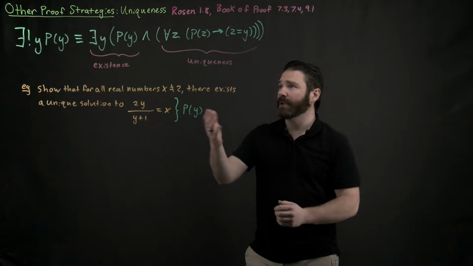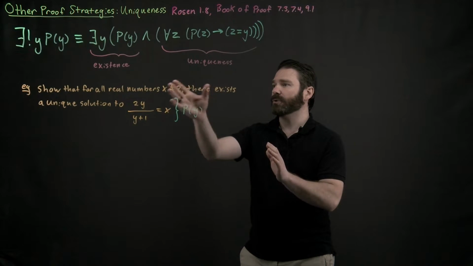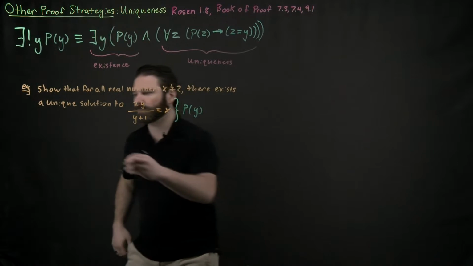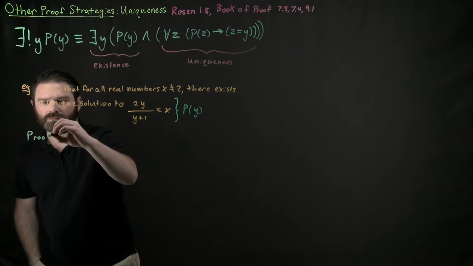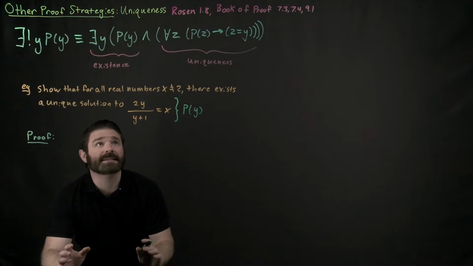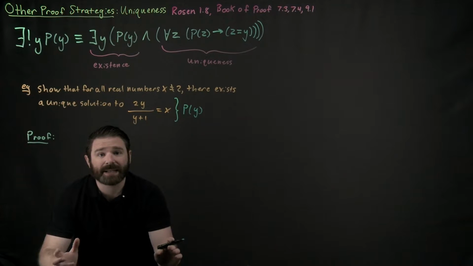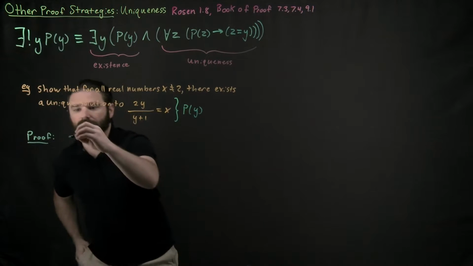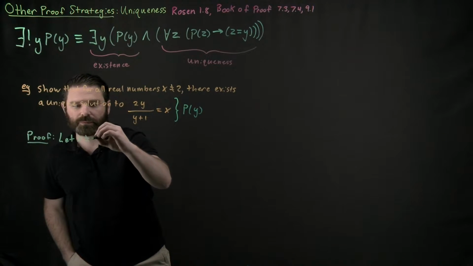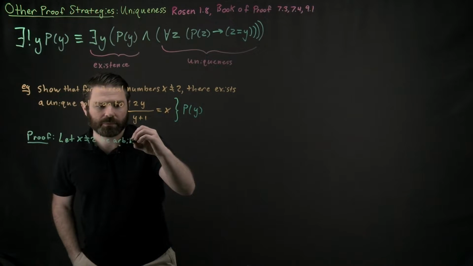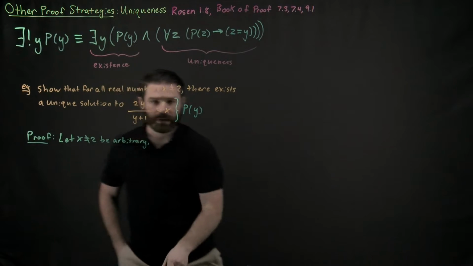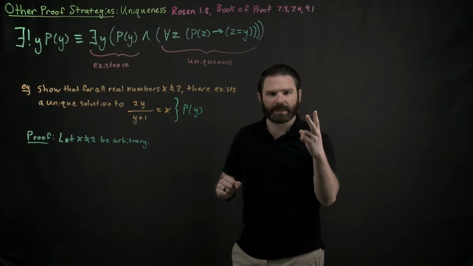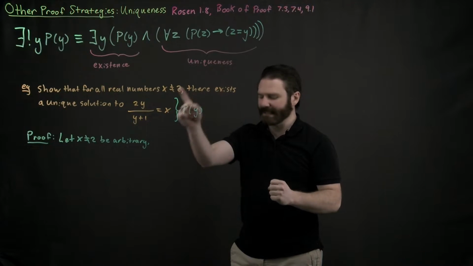As I said, for a uniqueness proof, we need to break it down into two steps, existence and uniqueness. So let's go ahead and start out this proof. The first thing that they asked us is to show that for all real numbers x not equal to 2. So let's assume that x is not equal to 2 and it's an arbitrary number. So let's let x not equal to 2 be arbitrary, and then, as I said, two steps. The very first step is we have to show existence.